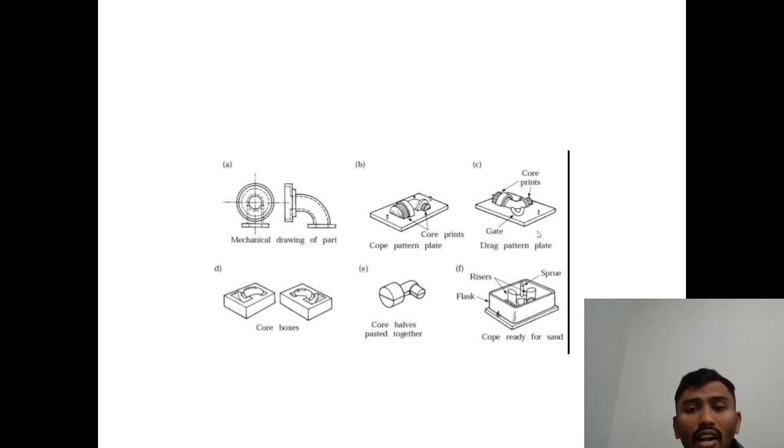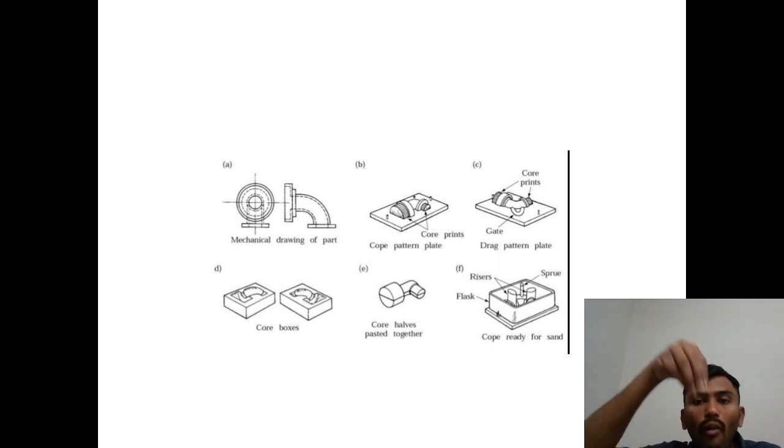Cope pattern plate: see, the cope pattern and the drag pattern, two different patterns will be there. In the cope pattern, half of the pattern will be there. In the drag pattern, the other half of the pattern will be there. Both joined together, we can get the full part. Cope box and drag box: in the cope box, half of the pattern will be there, and in the drag box, half of the pattern. Both joined together, we can get the full product.